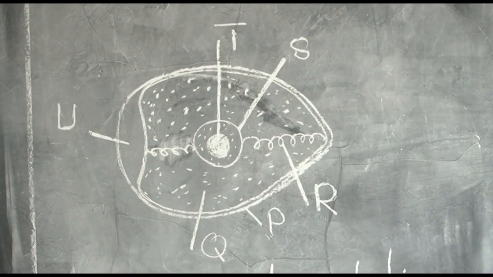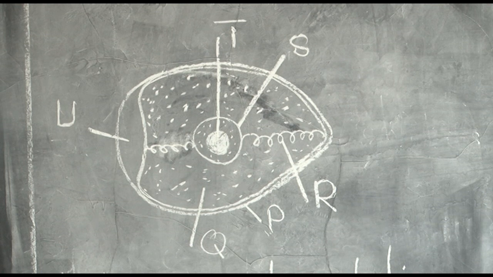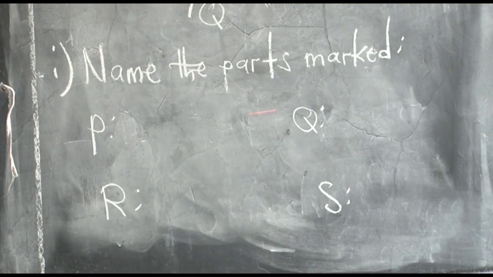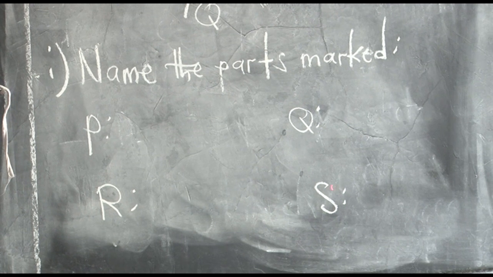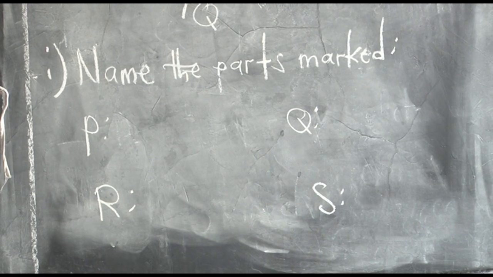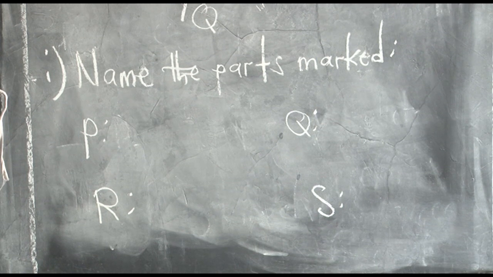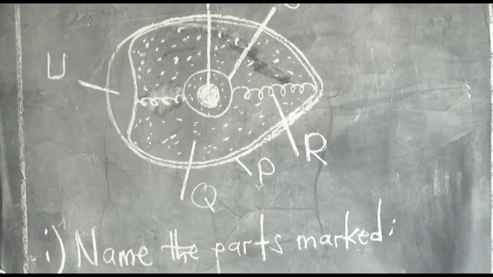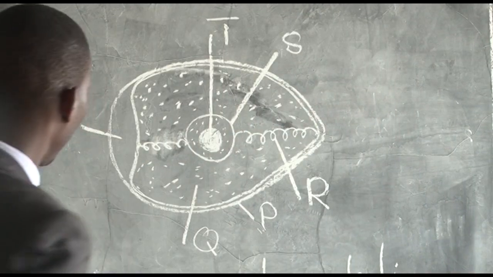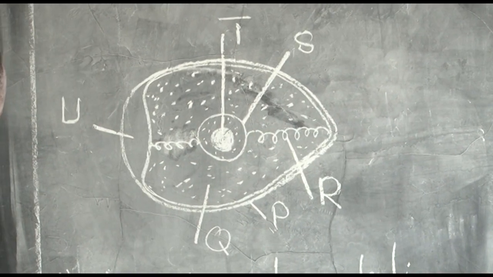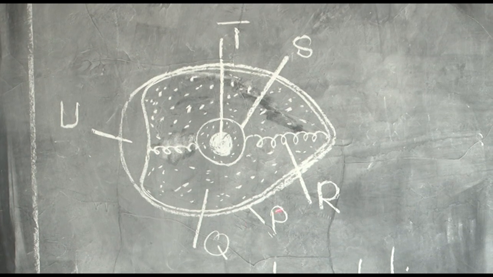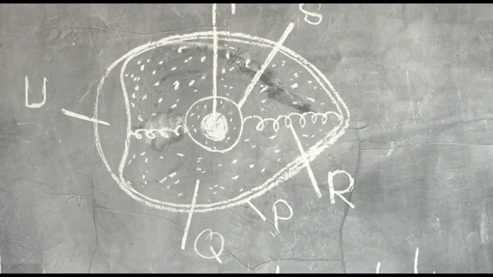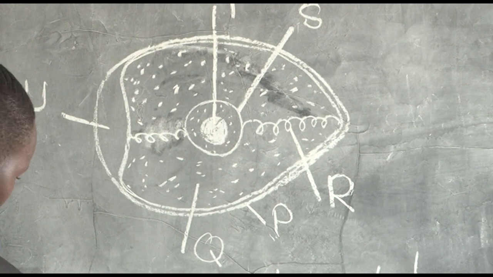So we are asked, Roman number one, name the parts marked P, Q, R, and S. Just look at these parts here, and then we go on. Starting from part P, let us check on our diagram. Part P on the diagram, you can see here, is the outer part, which is the eggshell.